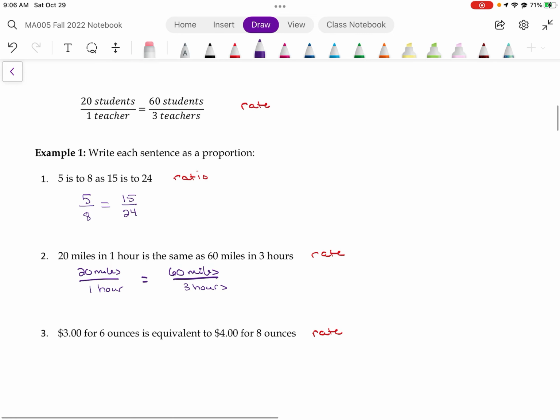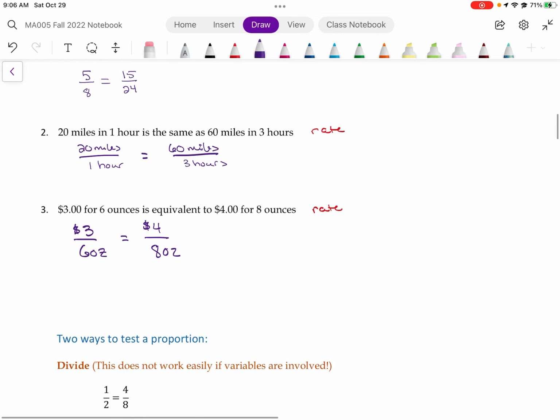All right, the next one, $3 is to 6 ounces or per 6 ounces as $4 is to 8 ounces. Or $3 per 6 ounces is the same as $4 per 8 ounces.